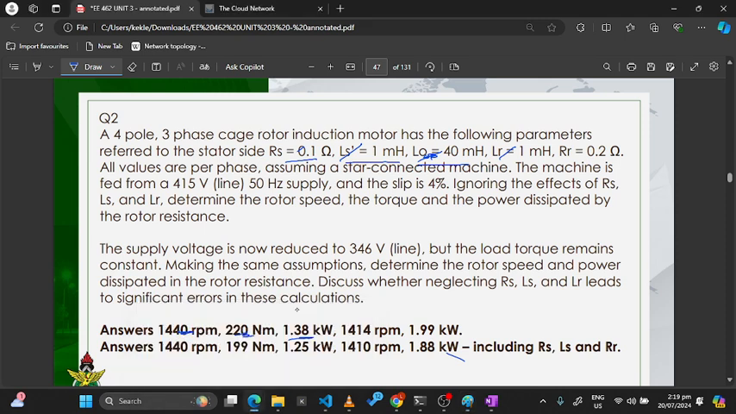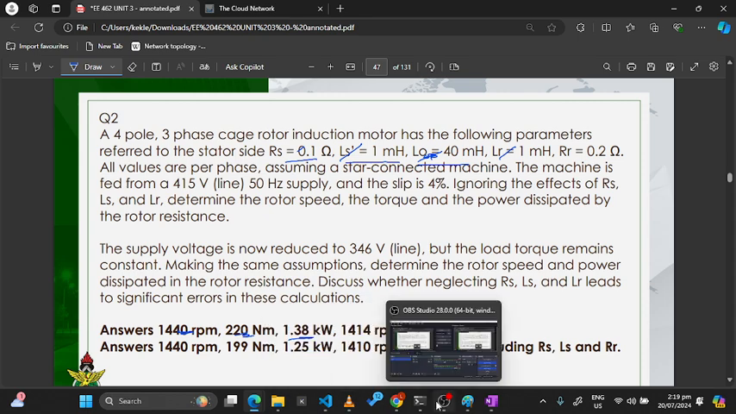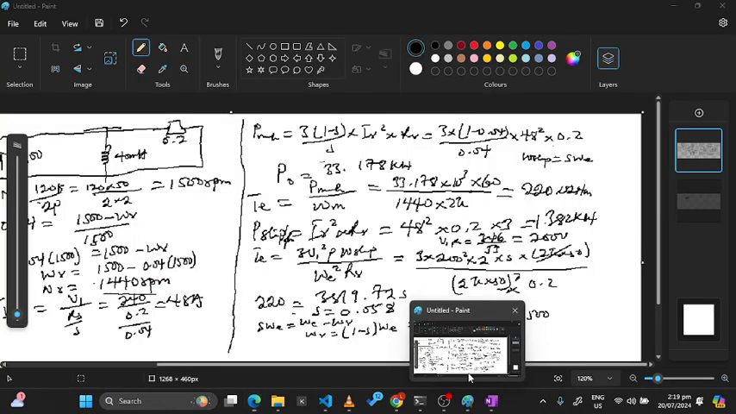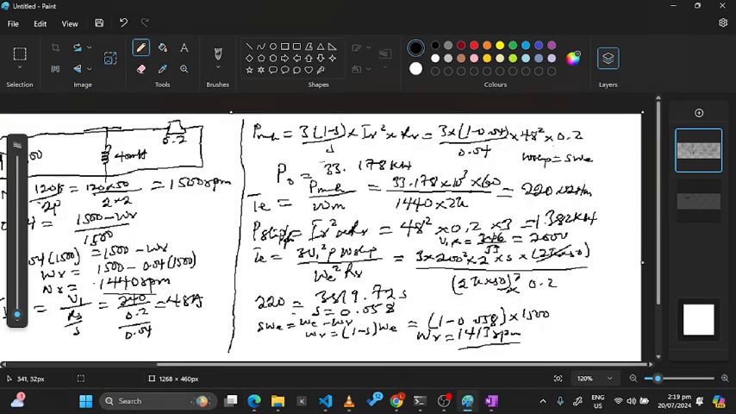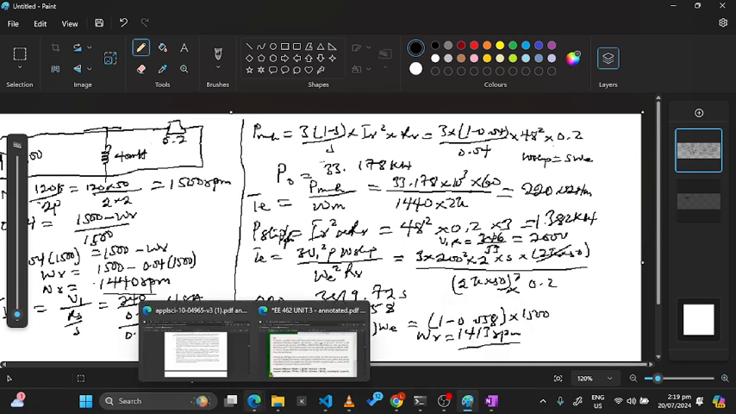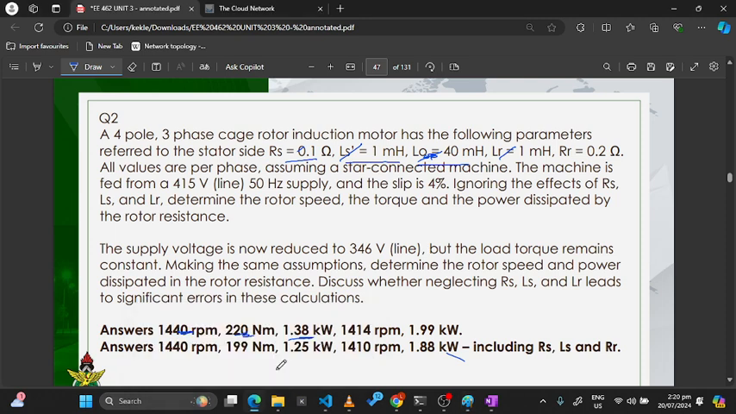The next one says discuss whether neglecting the RS, LS, and LR leads to significant errors in what calculations. So that means now you have to do the calculation without ignoring the things you ignored. So then you have to bring back the parameters we ignored here. Of course, it's going to introduce some error. Is that okay? It's going to introduce some error, but I'll do something similar in another question, so I'm not going to waste my time here.